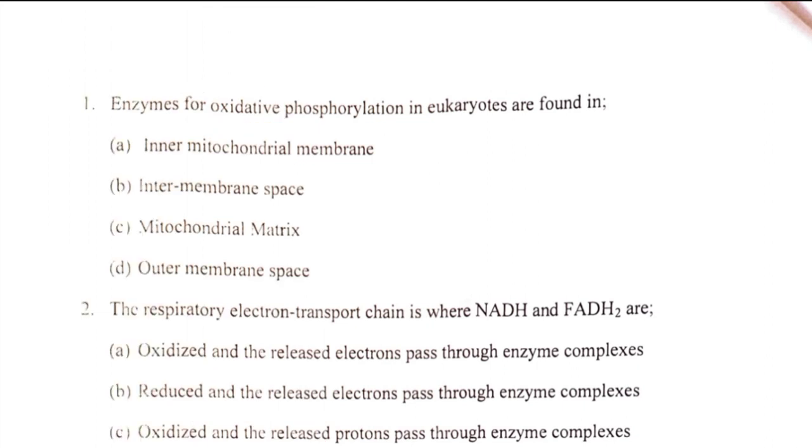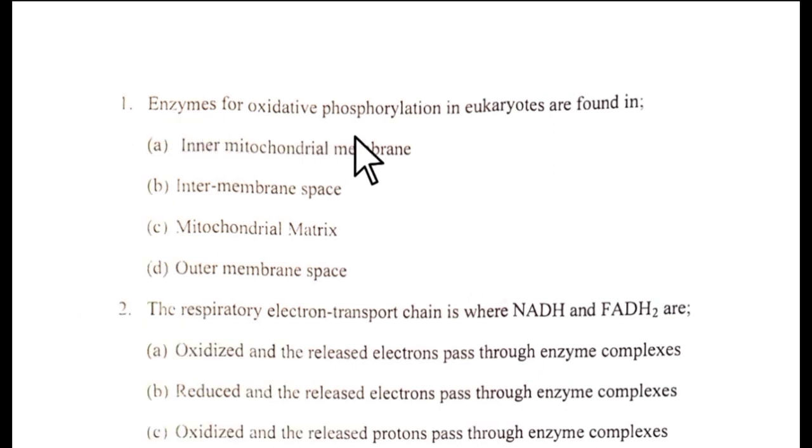So here we have our first question. And what is our first question saying? Enzymes for oxidative phosphorylation in eukaryotes are found in. That is the first question. So where do we find enzymes for oxidative phosphorylation? And by the way, what is oxidative phosphorylation? We know that is the same as the electron transport chain.